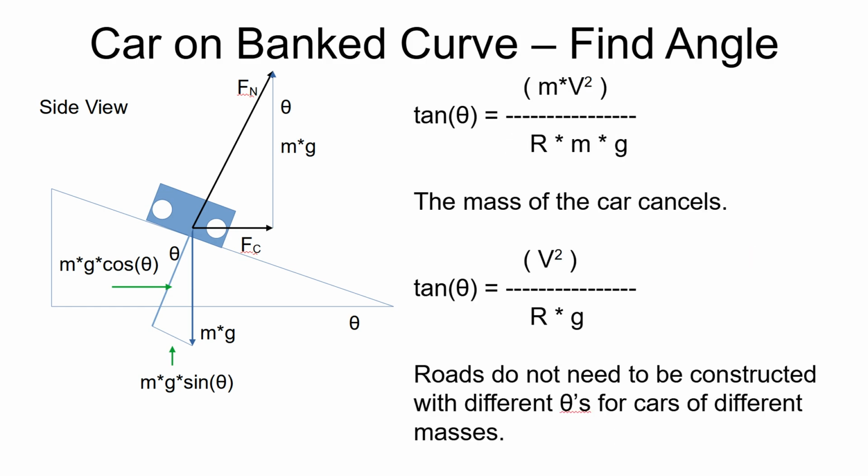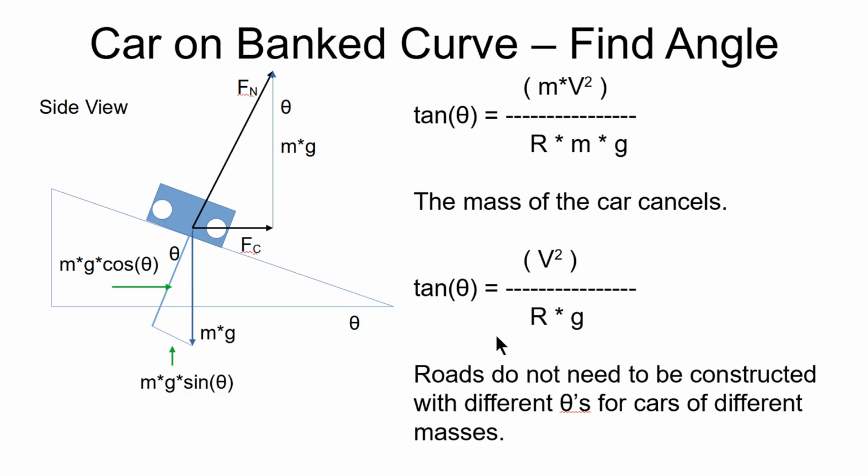Well, you should have noticed that the mass will cancel here. There's a mass in numerator and denominator. So the mass of the car cancels, and the tangent of the incline is equal to the speed squared divided by the radius of our circle, and also divided by the acceleration of gravity.